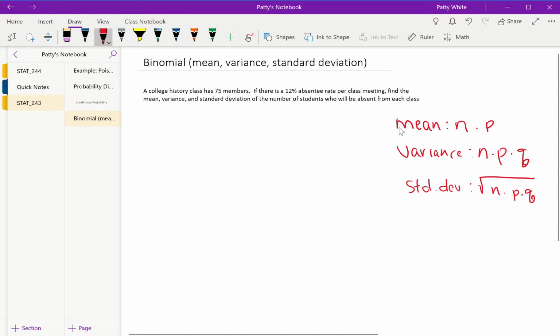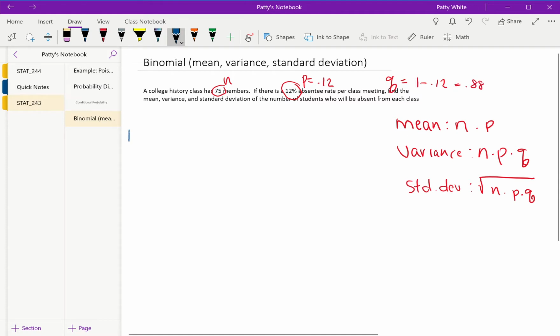In this problem, we're given 12% is the probability a student is going to be absent. So this is going to be our p-value. P is going to equal 0.12. And our n is the 75 members in the class. So therefore, our q is going to be 1 minus 0.12, which is 0.88.